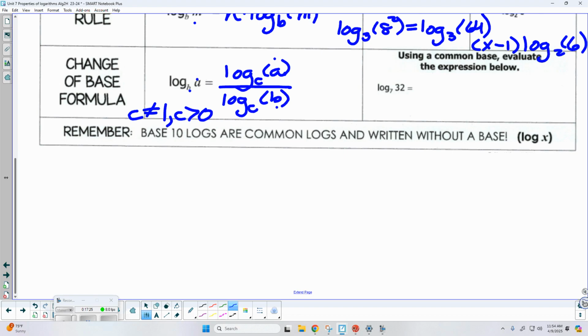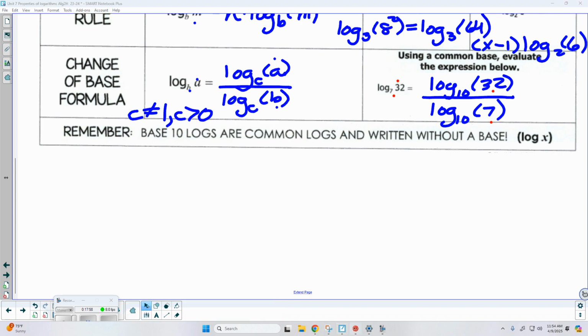Okay. So this one here says we want to go ahead and evaluate the expression below. So log base 7 of 32. So you want base 10. Okay. So let's say base 10. So log base 10 of 32 divided by log base 10 of 7. Remember the original argument goes in the numerator. The original base goes in the denominator. And we just randomly chose the common log base 10. Okay, so let's plug it in and see what we actually get.